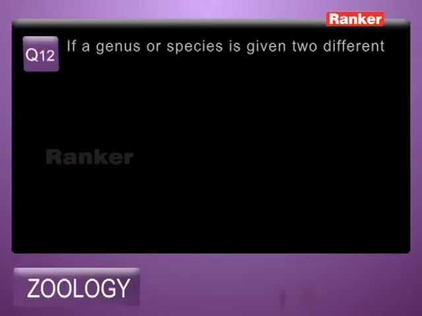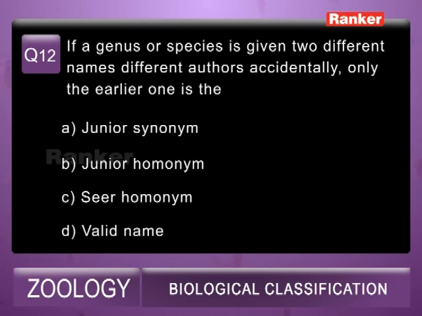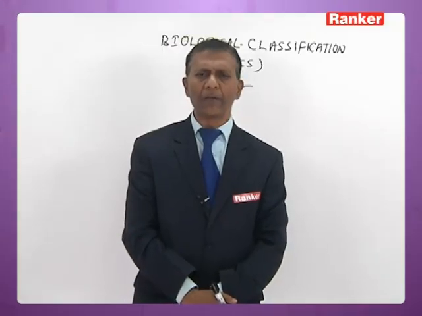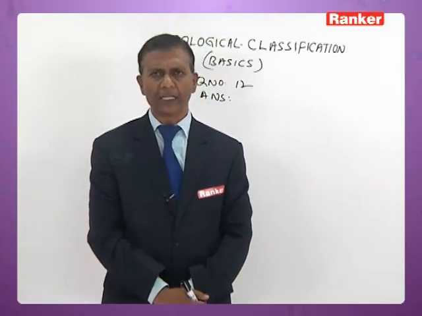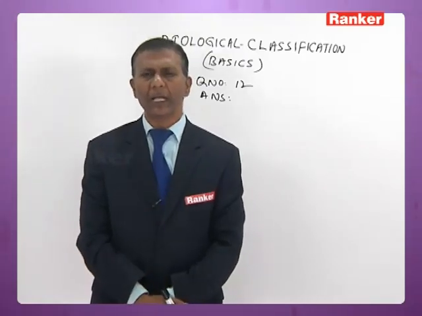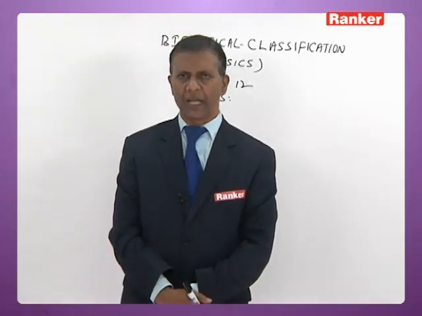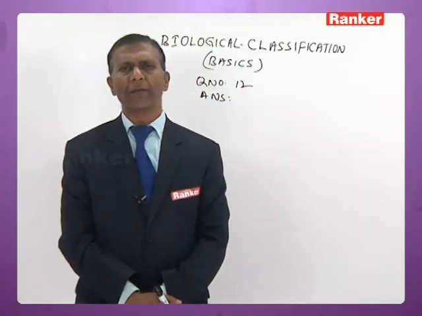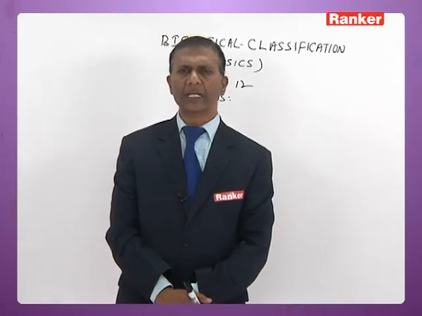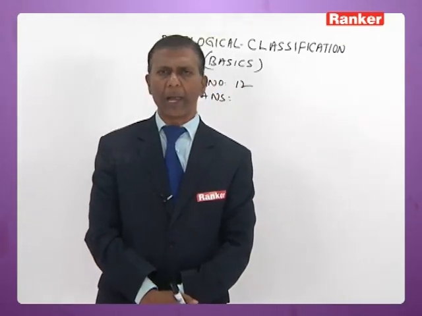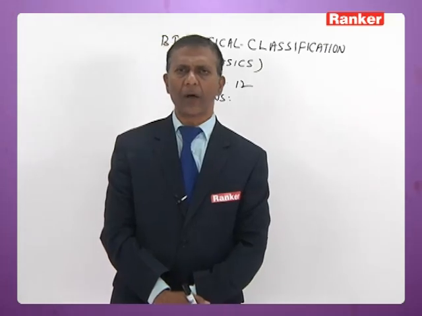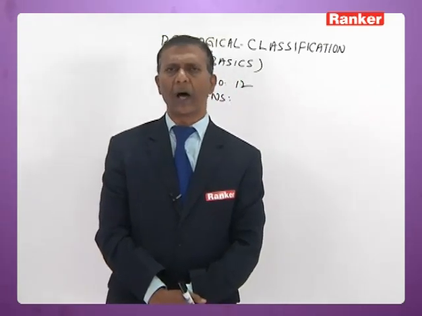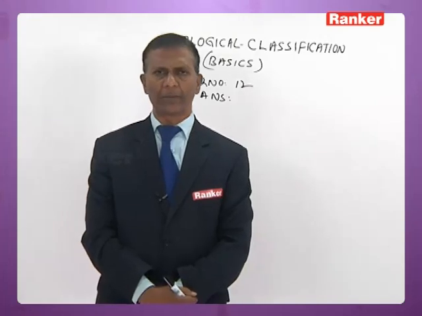12th question: if a genus or species is given 2 different names by different authors accidentally, only the earlier one is valid. A particular animal may be given many genera and many specific names by different authors. Among these names, the first proposed name is considered the senior synonym or valid name. Subsequent names are called junior synonyms, or just synonyms.